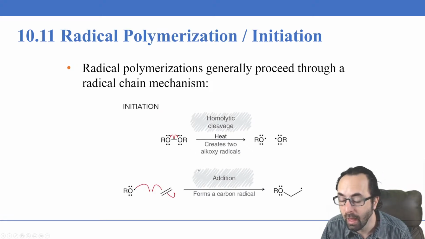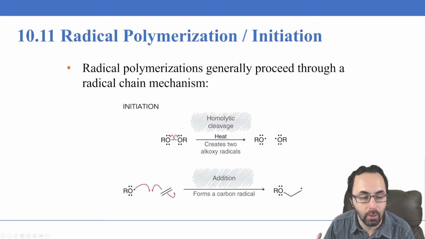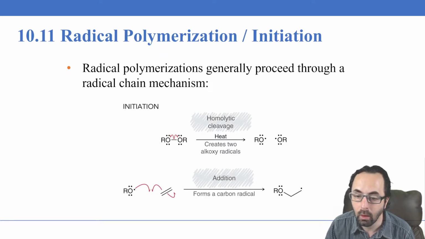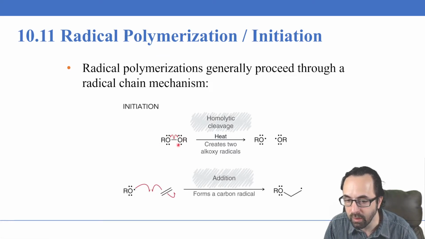So how does it happen? Well, first of all, like all of our radical reactions, we need some type of radical initiator with a weak bond that we can break with heat or light. A peroxide, which we abbreviate as ROOR a lot of times, just focusing on the oxygen-oxygen bond here. That breaks in a homolytic bond cleavage, and we get two of these radicals, these alkoxy radicals.